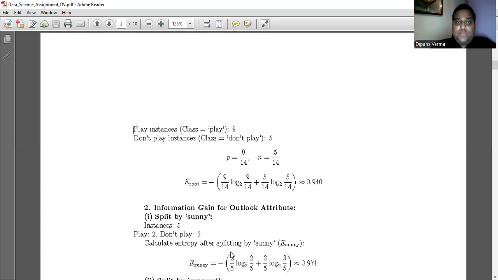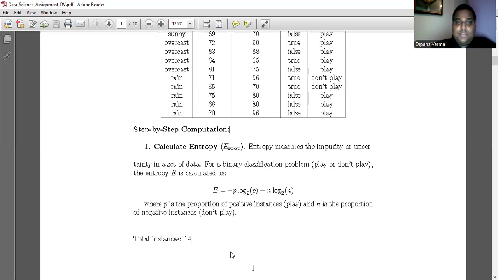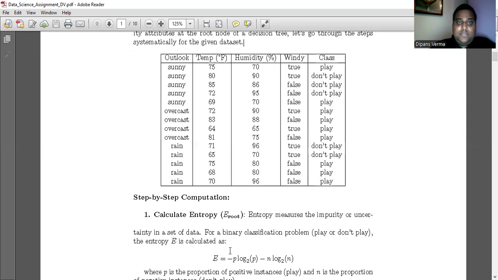Now come to the next point. We can check the total instances. What is the meaning of instance? The instance is nothing but the total number of weather conditions, like sunny, overcast, and so on. Let me show you. Here this is sunny, and you can count these are 5, and these are 5 and 4, 9, and again 5. So it is a total of 14.